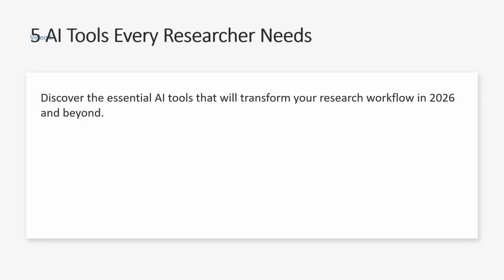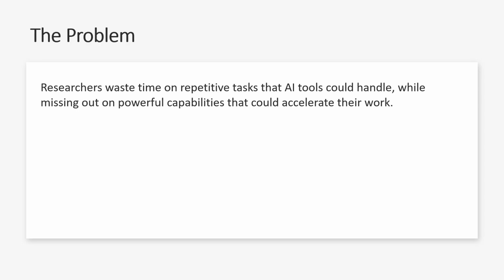What you need is a curated starting point, a minimal stack of tools that covers your essential needs, lets you experience the real benefits of AI-assisted research, and provides a solid foundation you can build on over time. The solution is what I call the starter stack approach to building your AI toolkit. This approach identifies 5 specific categories where you need at least one good tool to cover your essential research needs.